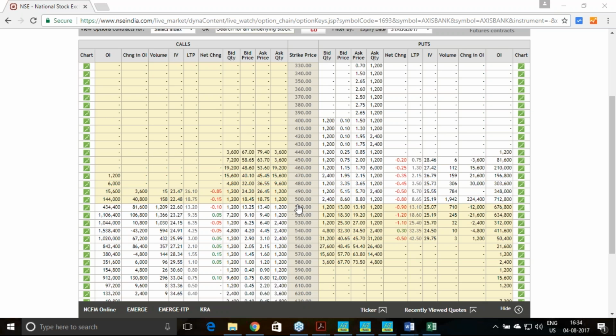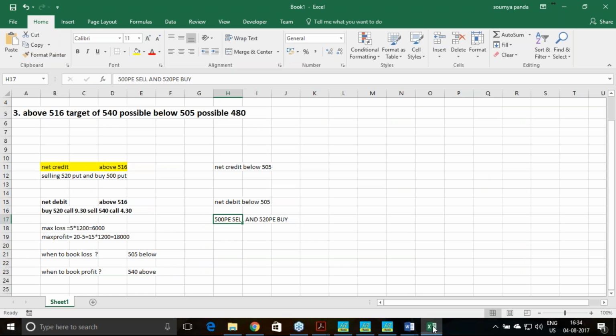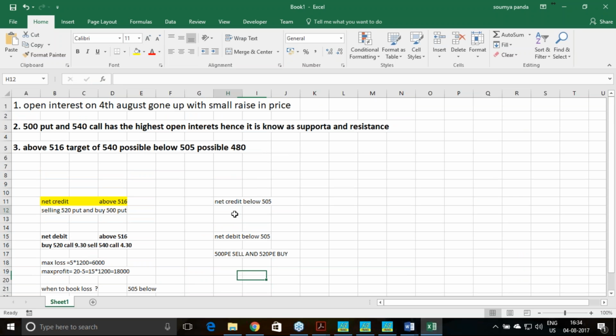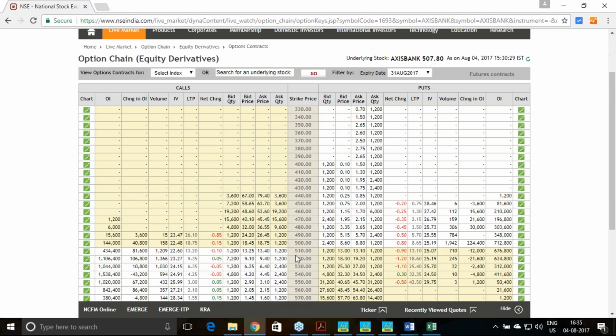The strikes are in front of you. Give me the strikes. If you want to form a net credit, 505. So think of selling the 500 call, since somewhat more time value will be there, and buy the 510 call. The 500 and 510 strikes are available. So you can sell the 500 call and buy the 510 call.